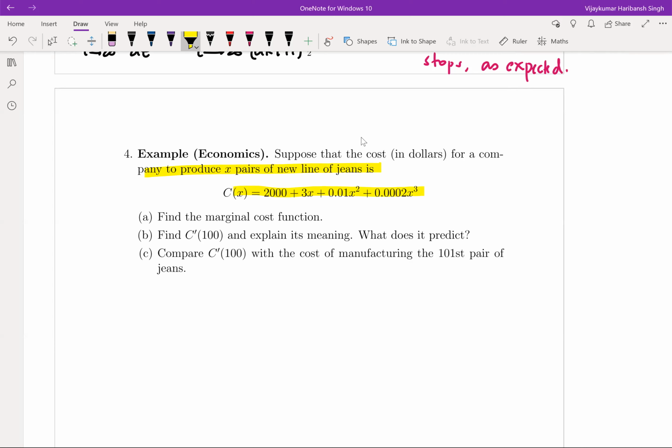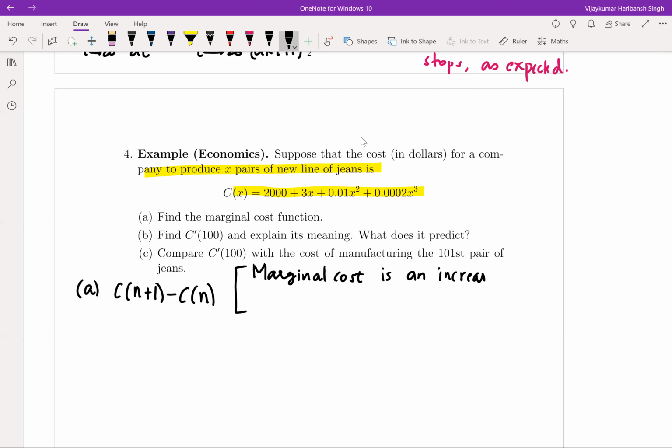So what is the marginal cost function? Marginal means the cost of making one extra unit. Generally the marginal cost function is given by C of n plus 1 minus C of n. Let me just explain that. Marginal cost is an increase in the total cost. The cost is given by this formula here.